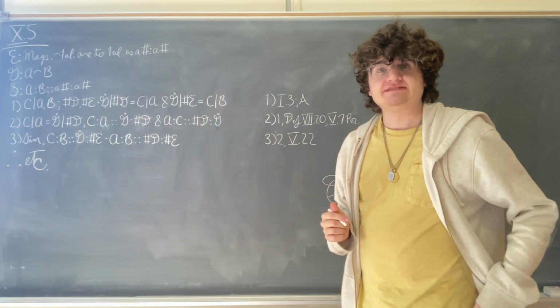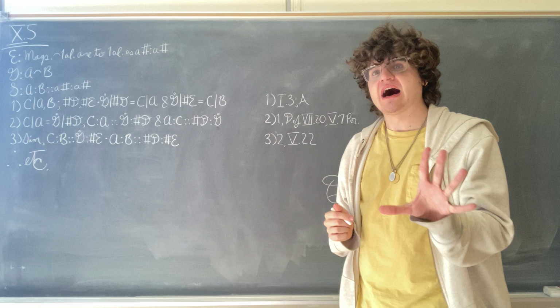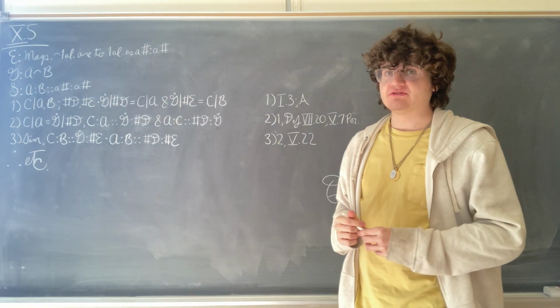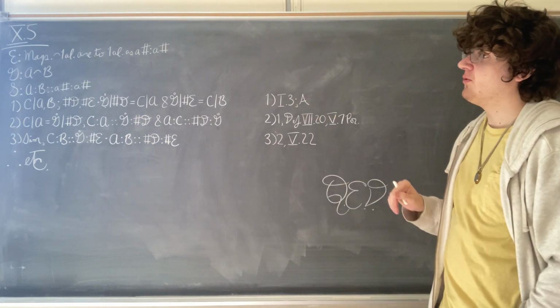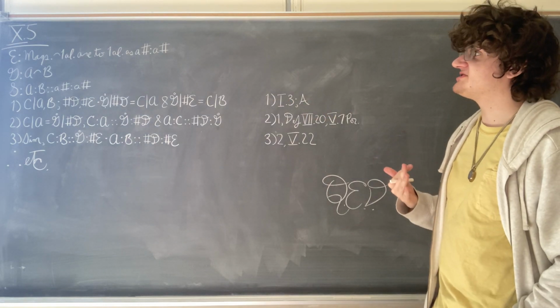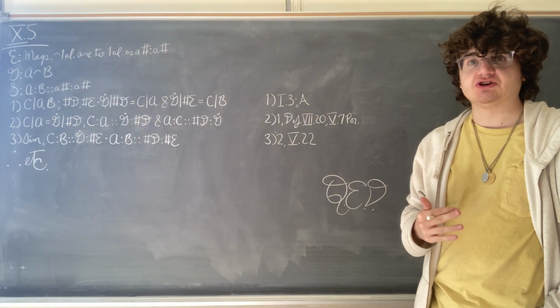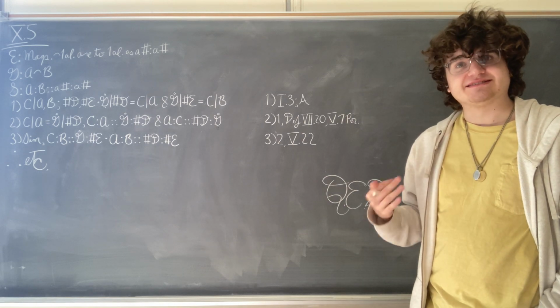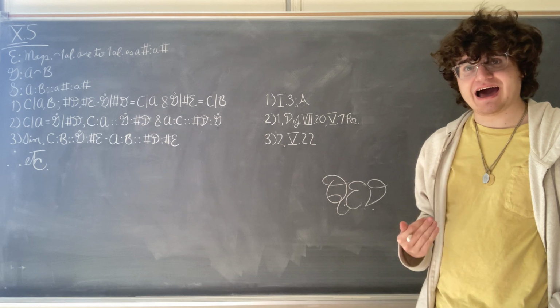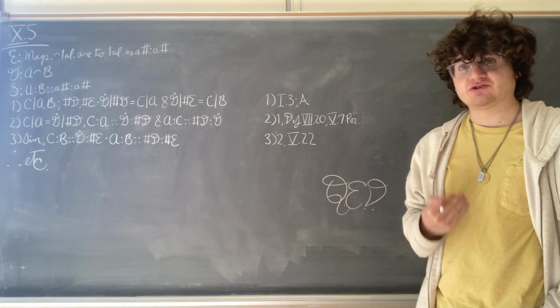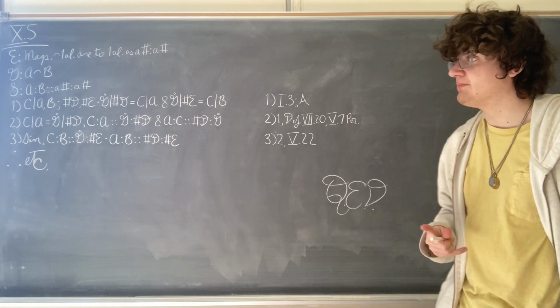Hello. This will be a demonstration of Proposition 5 from Book 10 of Euclid's Elements, which says that magnitudes which are commensurable with one another are to each other as a number is to a number. That is to say, the ratio that two commensurable magnitudes have is the same as a ratio of two numbers.